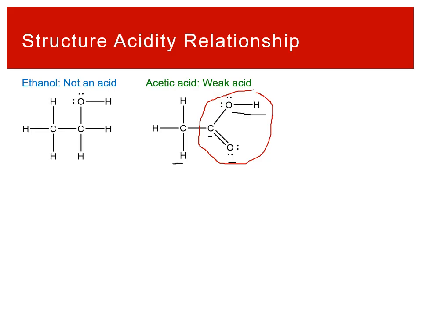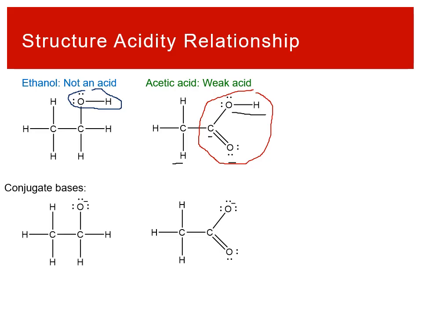Ethanol also has this O bonded to hydrogen, just like we see in the acetic acid molecule. But ethanol does not behave as an acid in water. Basically, that OH bond does not break. You don't produce H+ when you dissolve ethanol in water. And if we want to think about why that is, we can look again at the conjugate bases of what would happen if these things did behave as acids.